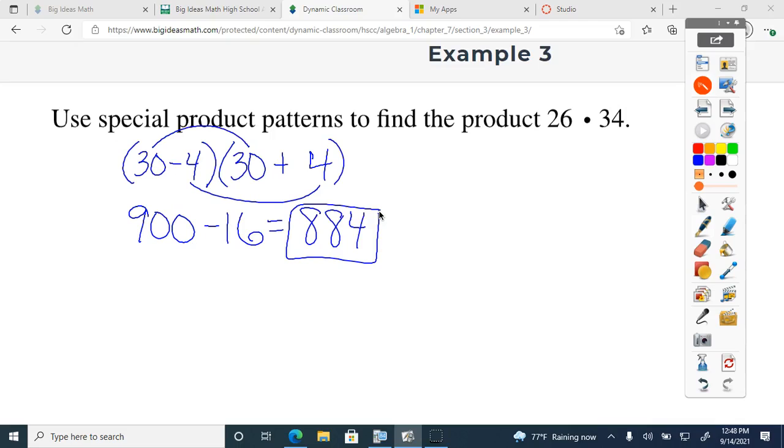The 4 was how far away from 30 they were. Okay? Is that making sense? All right, let's try another one of those, and then we'll go back and try a couple of the other ones too.